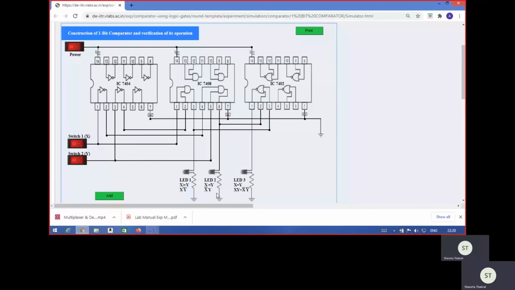And in the same way, when we see this logic at the second output line, that is X complement Y, we have to take the complement of X.